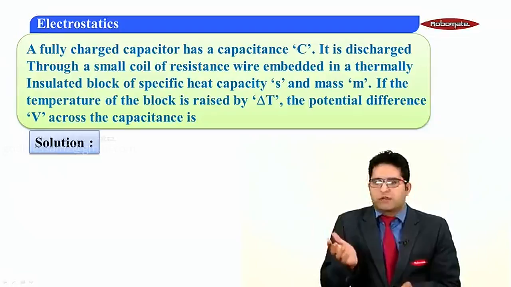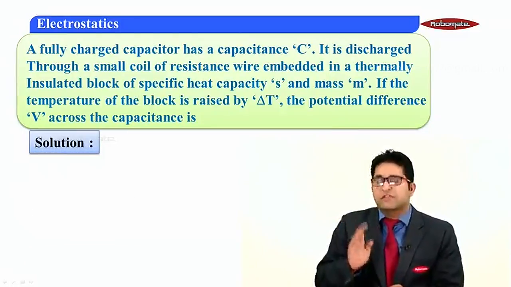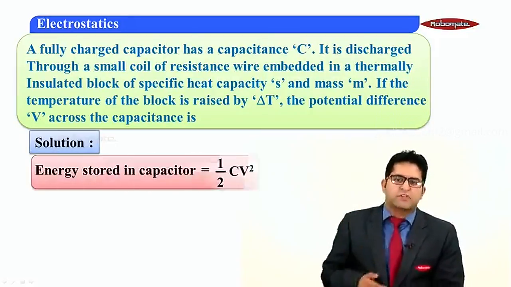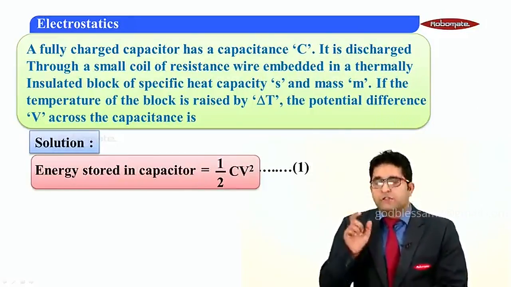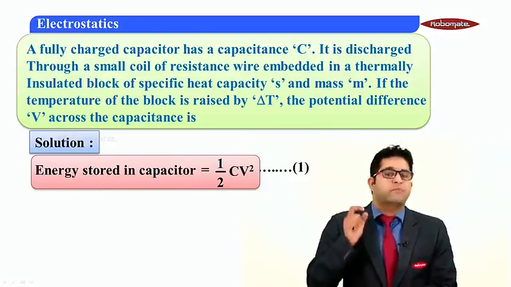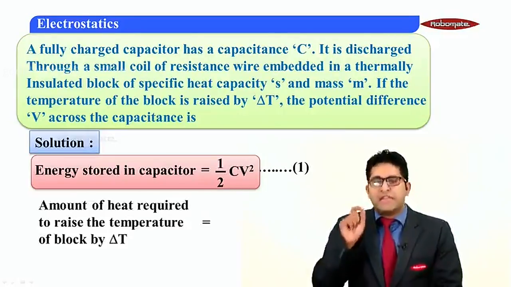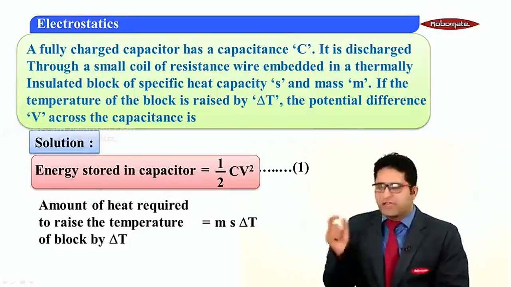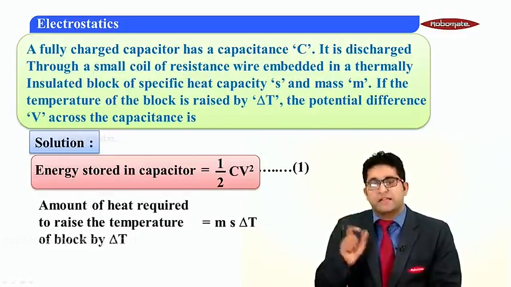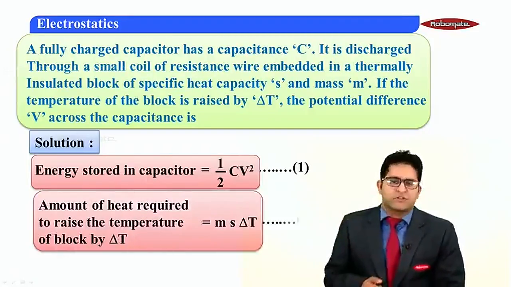Now students, we know the formula for energy stored in a capacitor. In terms of C and V, the formula is half CV square, right? Let this be my equation number 1. Now the amount of heat energy required to raise the temperature of the block by delta T is given by the formula M into S into delta T, where M is mass, S is specific heat capacity, and delta T is the rise in temperature, right? And let this be my equation number 2.